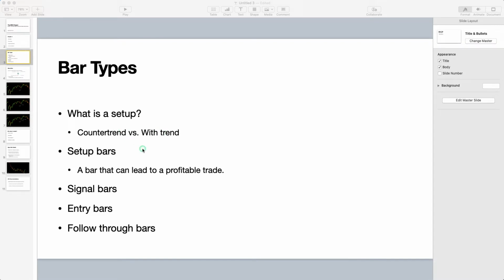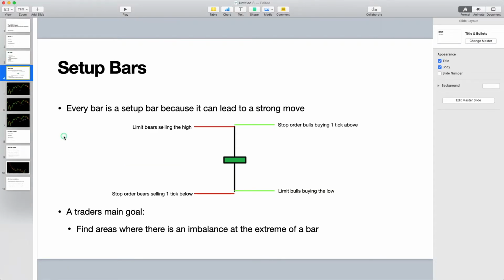And within a setup, the actual bar that can lead to a profitable trade is called the setup bar. And so we're going to be talking about that on the next slide, that when you have a bar that can lead to that move, that's the actual bar that determines if you're going to enter or stay out. So every bar on the chart, on the 5-minute chart, every one of those 81 bars is a potential setup bar because it can potentially lead to a strong move one direction or the other.